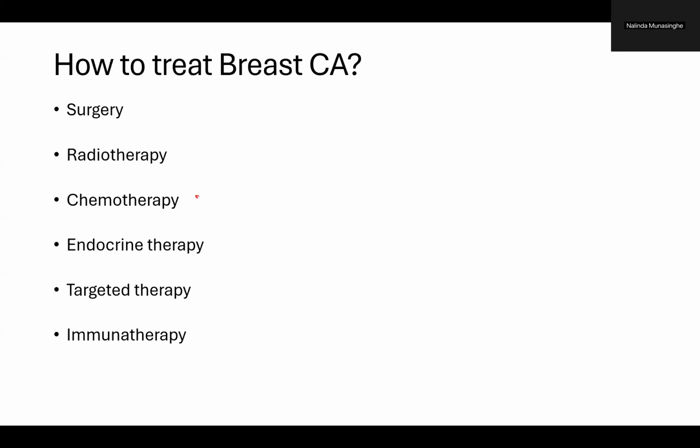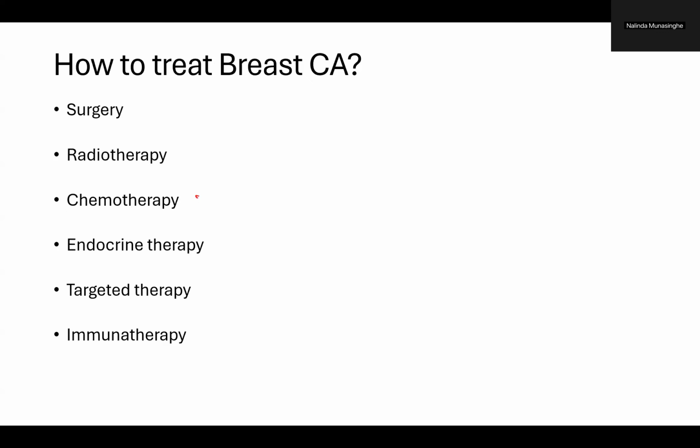So the next step, how to treat breast cancer. These are the basic principles. Surgery, we can do surgery and remove it from the breast and remove lymph nodes from the armpit, the axilla. We have radiotherapy. We have chemotherapy. We have endocrine therapy. Now we have targeted therapy. And beyond that, we have even progressed to immunotherapy. Sorry for that spelling mistake. It should be immuno.